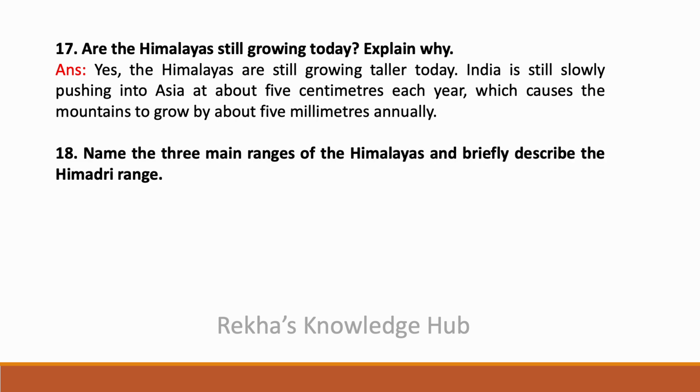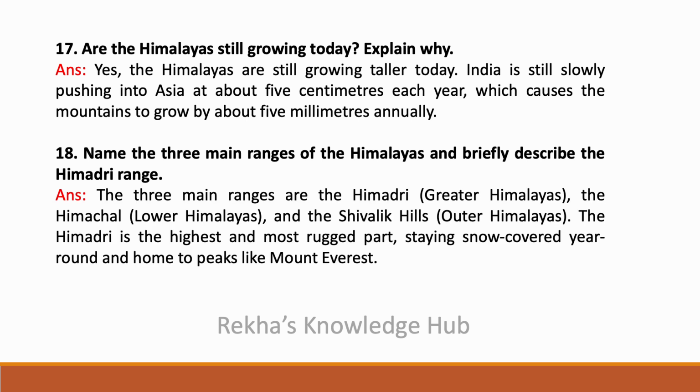Name the three main ranges of the Himalayas and briefly describe the Himadri range. Which are the three main ranges of the Himalayas? The three main ranges are the Himadri, Greater Himalayas, the Himachal, that is the Lower Himalayas, and the Shivalik Hills, that is the Outer Himalayas.